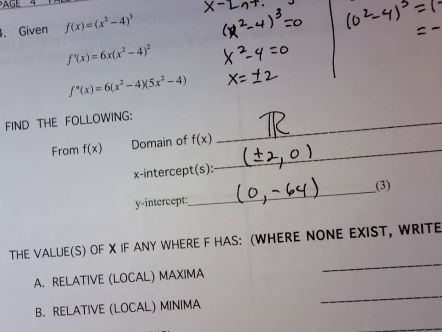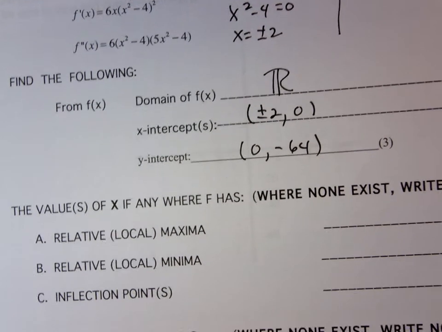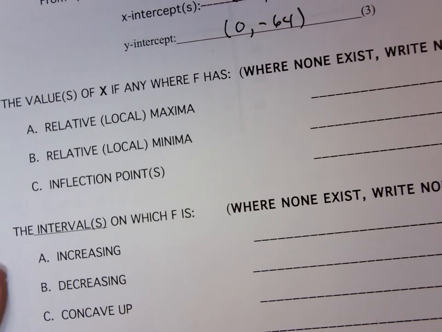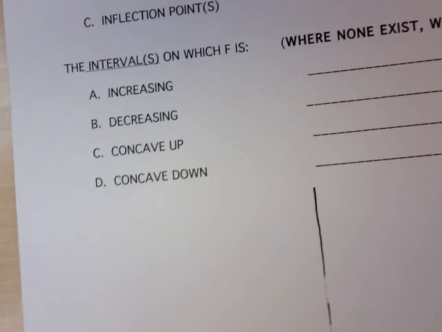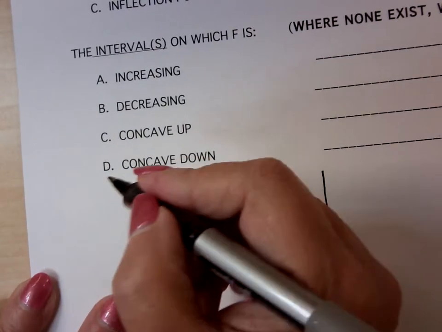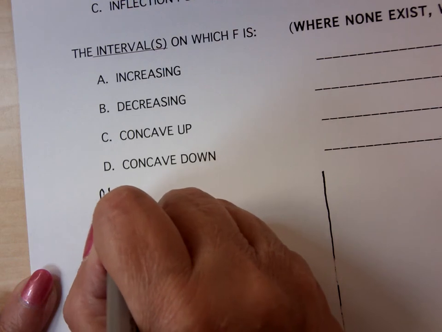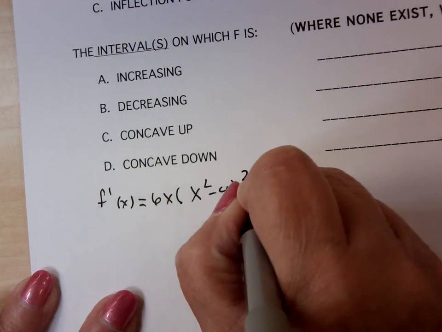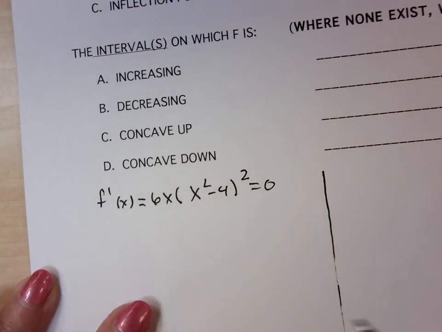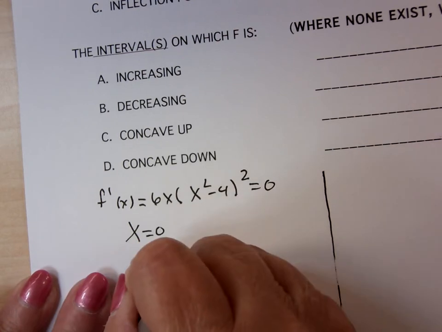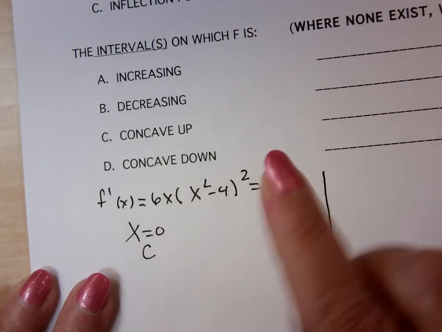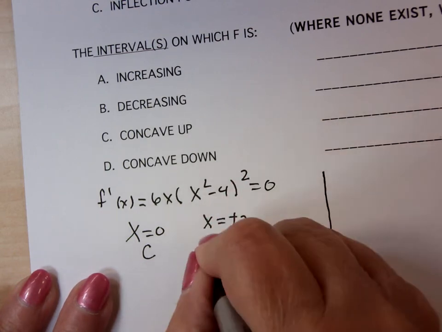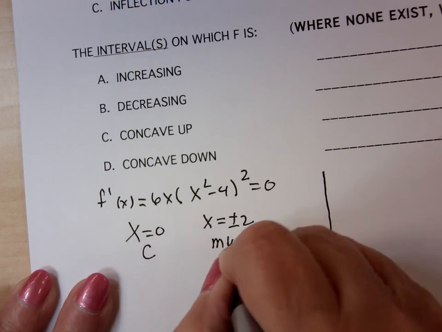The next thing's going to come off of the derivatives: max, min, inflection points, increasing, decreasing. So I'm going to divide my paper now into 2 pieces, so I can work with the derivative separately. So f prime of x equals 6x times x squared minus 4 squared. Set that equal to 0. X is 0, and there's a change there because this is multiplicity 1. X is plus or minus 2, but because it's squared, this is multiplicity 2, so there's no change.